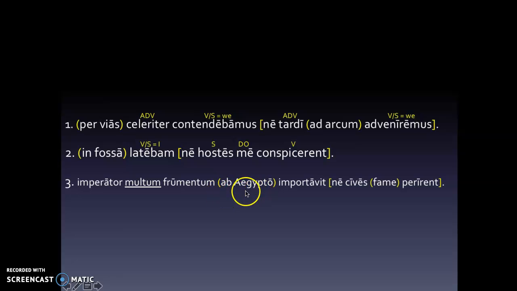All right, here we've got a prep phrase, and we have a purpose clause starting with ne, ending with a subjunctive. This, I went ahead and put parentheses around it. It's an ablative of means, which is very similar to a prep phrase. Here we have an adjective. It is modifying frumentum. We've got a nominative subject, accusative direct object, our main verb. Inside of our purpose clause, we have a subject and a verb. So the emperor imported much grain from Egypt so that the citizens would not die from famine.